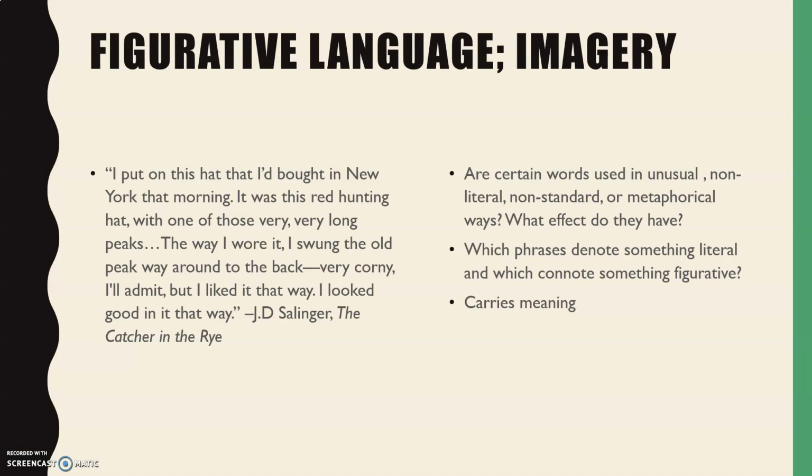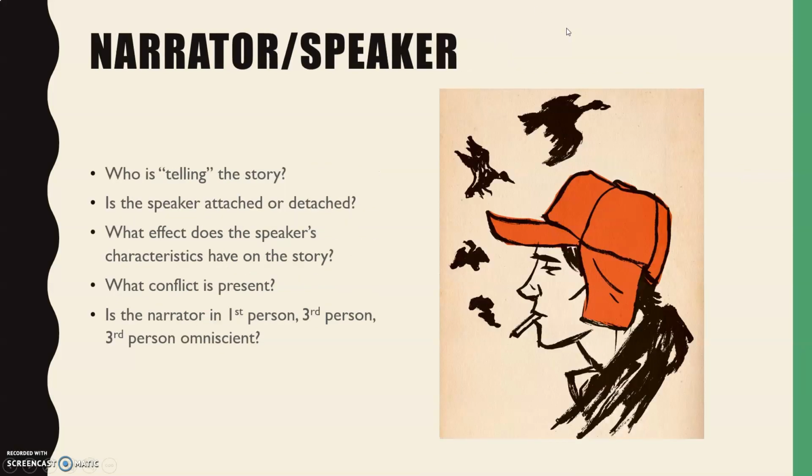Imagery carries meaning. So, for example, from The Catcher in the Rye: "I put on this hat that I bought in New York that morning. It was this red hunting hat with one of those very, very long peaks. The way I wore it, I swung the old peak around to the back. Very corny, I'll admit, but I liked it that way. I looked good in it that way." So for Holden Caulfield, this hat symbolizes much more than just a corny hat. It symbolizes strength. It's kind of a protecting element for him.